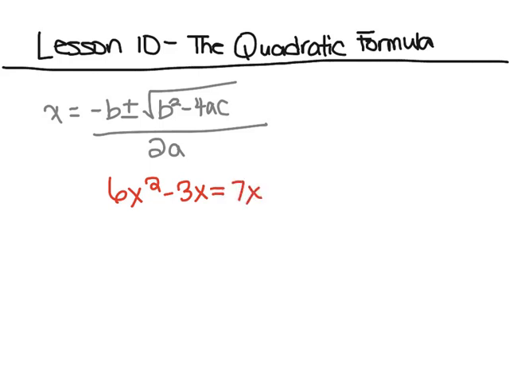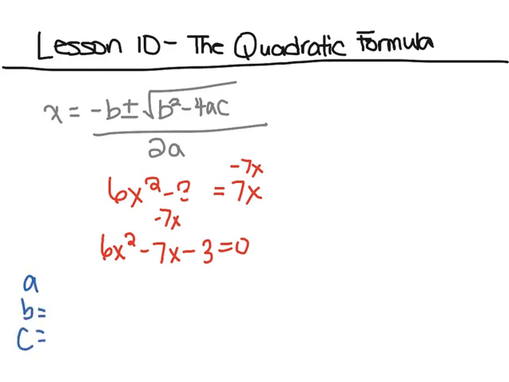So we need to put it in standard form. So we're going to minus 7x from both sides. So we have 6x squared minus 7x minus 3 equals 0. And the reason why I paused is because this is actually just a 3. Okay, so we're going to label our A, B, and our C. So our A is 6, our B is negative 7, and our C is negative 3.